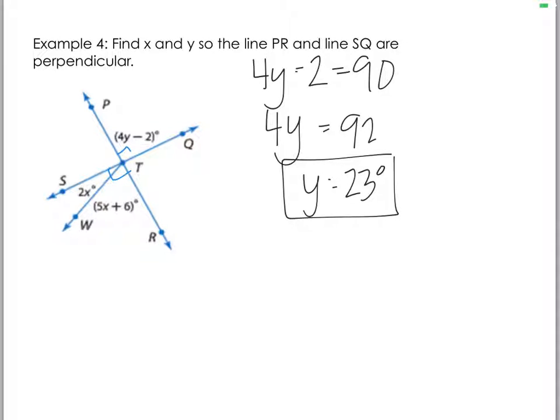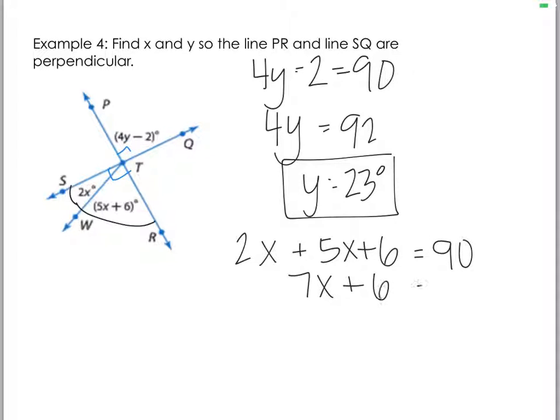Now I'll find my x. If I look, I see that there are two adjacent angles, or complementary angles. So 2x plus 5x plus 6 equals 90. So 7x plus 6 equals 90. 7x equals 84. So x equals 12 degrees.